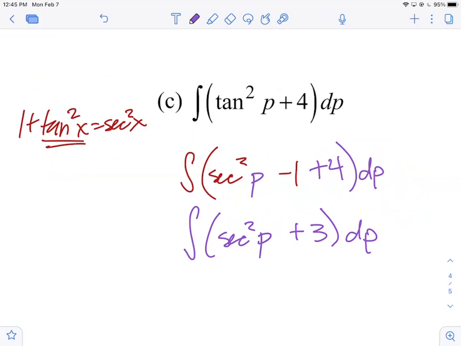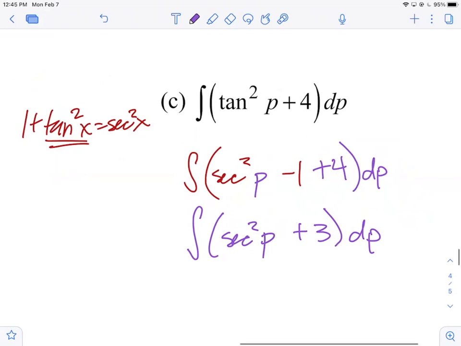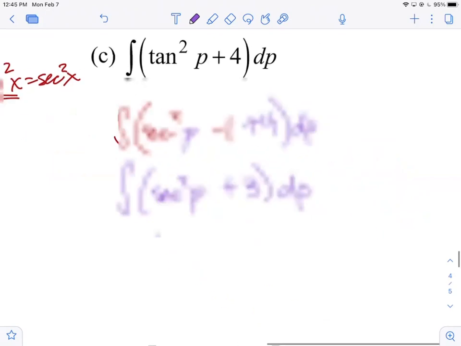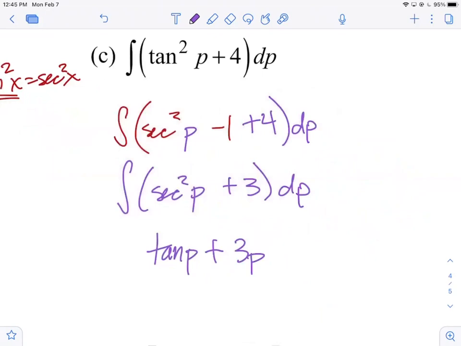What do we take the derivative of to get secant squared? Tangent. So that's tangent of P plus the antiderivative of 3 is 3P. And we're almost done. We just need plus C, kaboom. All right. Trig manipulation, trig identities. You need to know them through the double angles.